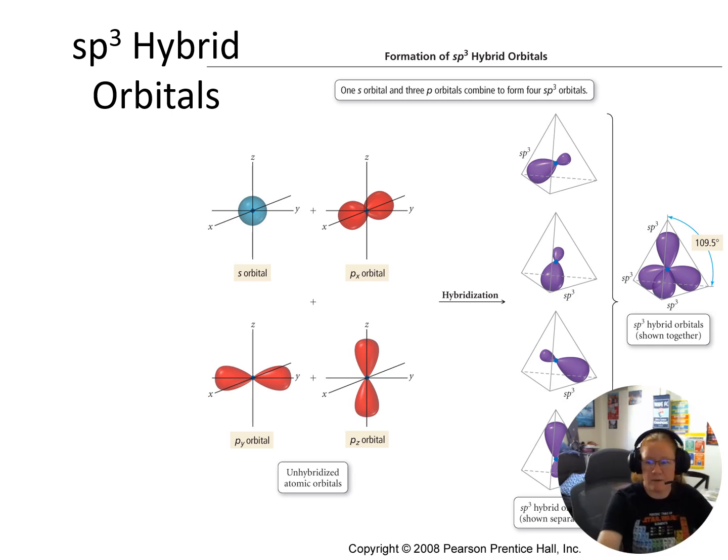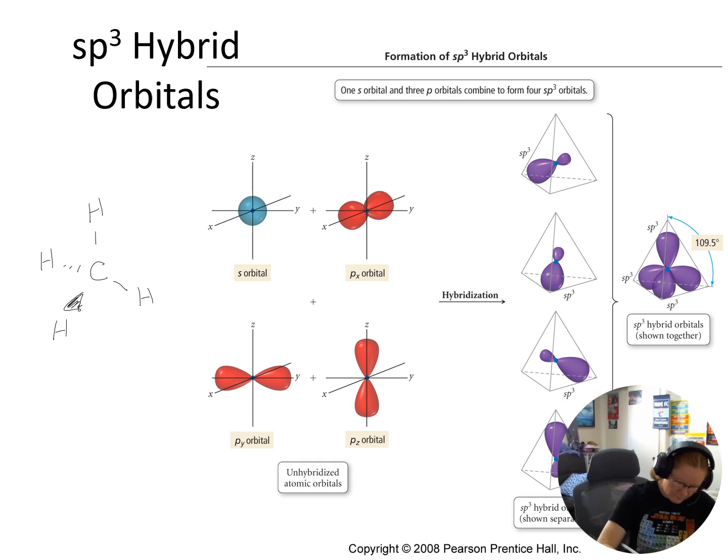Okay, and so we get this hybridization, we overlap everything, and then when we put it all together, now we see that 3-dimensional shape, all right, that gives us this. Okay? Because everything's pushing each other as far apart as possible.